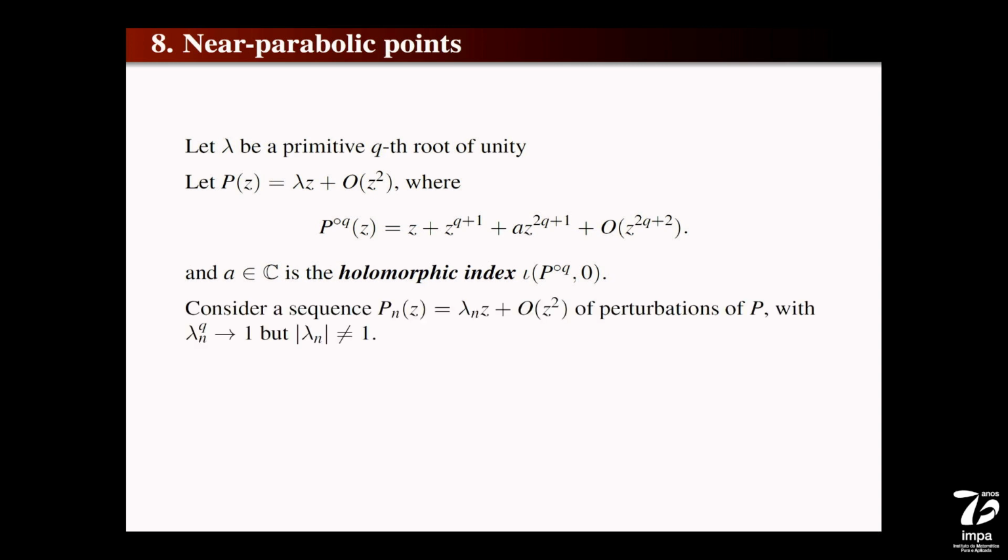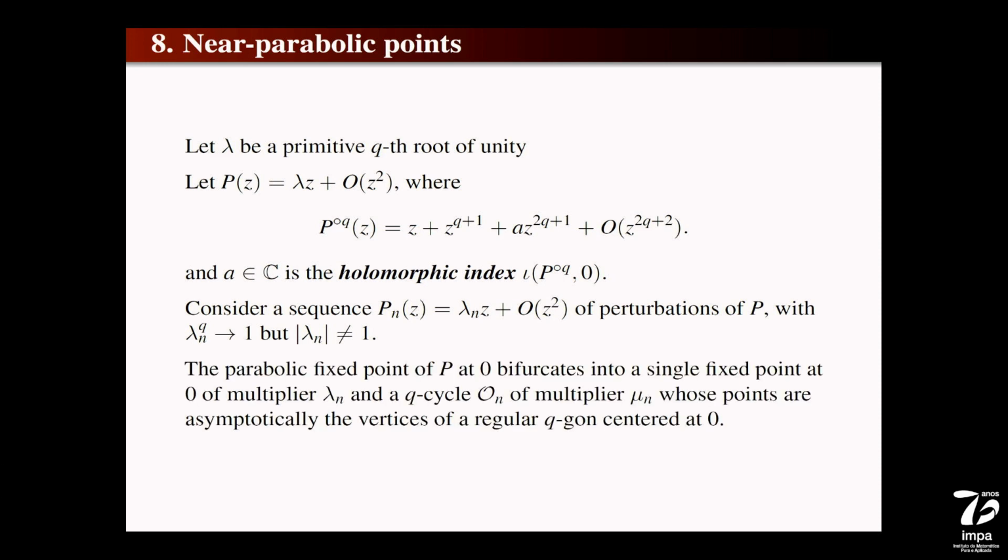And consider a sequence of perturbations of this polynomial. So you perturb lambda to lambda n, such that the qth power of lambda n now goes to 1, but let's assume that it's never equal to 1 in absolute value. So under this assumption, for nearby polynomials Pn, the parabolic fixed point at the origin bifurcates into a single fixed point at the origin of multiplier lambda n, and a q cycle around it, which I call O sub n, of some multiplier mu n. There is a relation between mu n and lambda n.